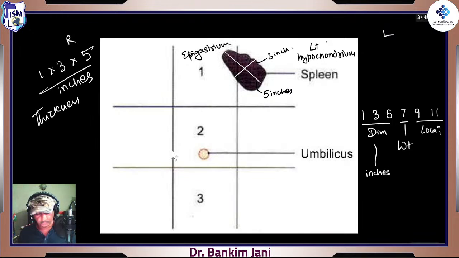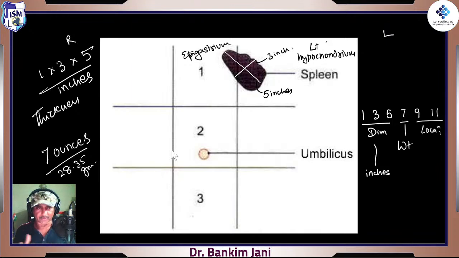Regarding the weight, this weight is in ounces. So it is 7 ounces. Now 1 ounce, if you want to be very specific, is 28.35 grams. But roughly, even if you consider about 30 grams, that comes to about 200 grams. It would actually be slightly less than that, but roughly 200 grams.